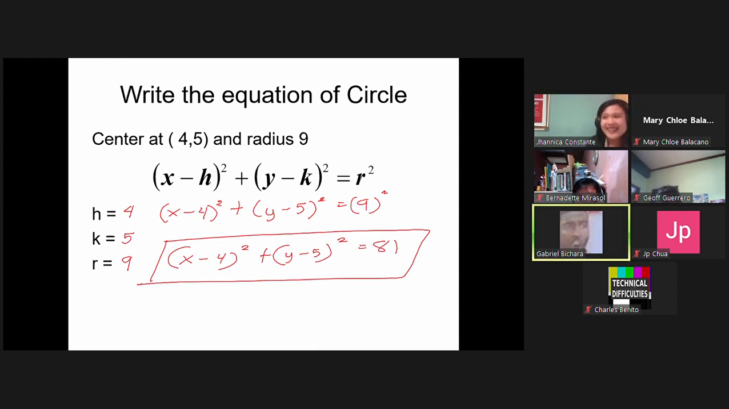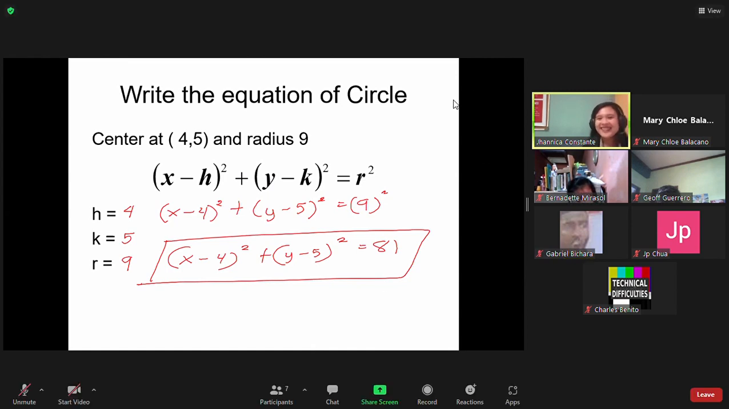Let's hope we have more of these equations. More of this. Yeah, I like this. This is good. I like it.